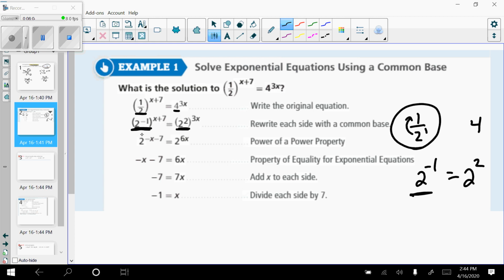Now, when you have power to a power, you multiply these. So you're going to see them multiplying. Negative 1 times x is a negative x, which is right there. Negative 1 times a positive 7 is a negative 7. That's what they got right there. And then 2 times 3x is 6x.